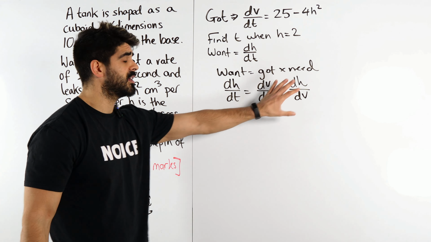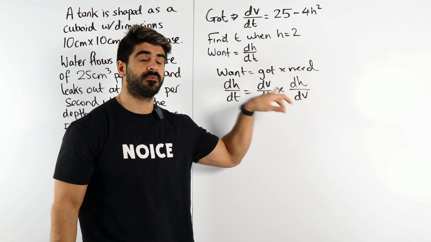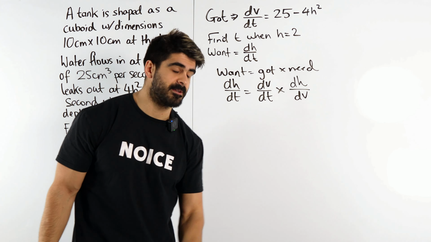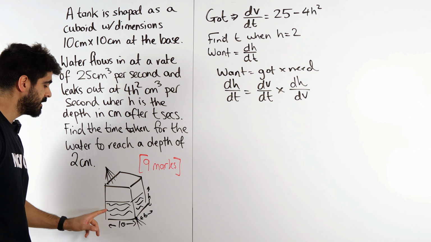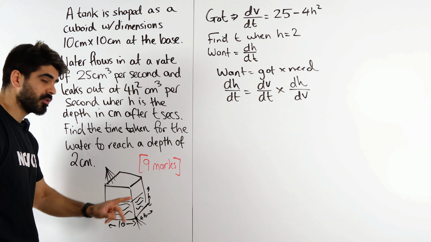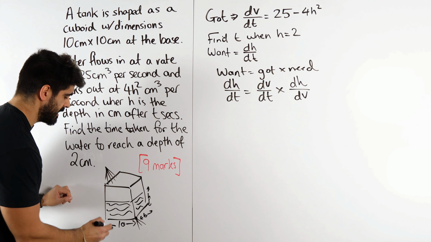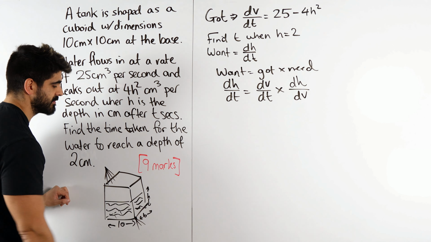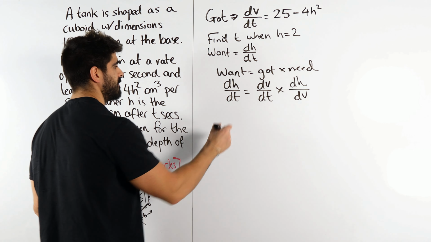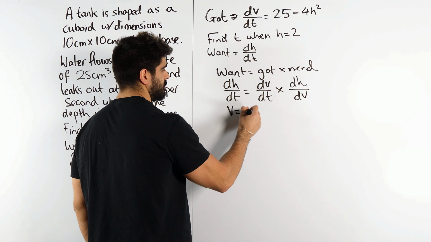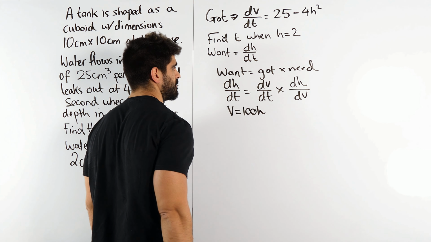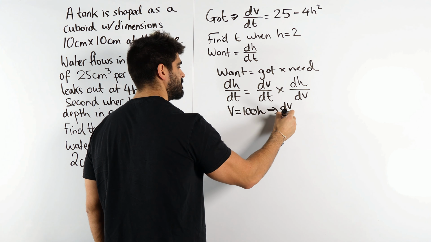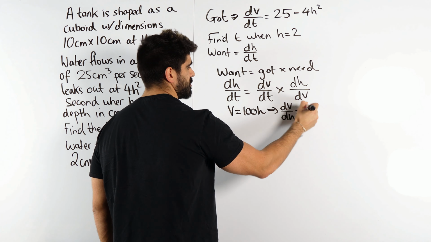So somehow we need to find a connection between the volume of water inside the cuboid and the height. And that's very simple because I've drawn this diagram. We can see that the volume of water at any given moment is the base area, which is 10 times 10, which is 100, times the height. So we know that V is 100h. So we can easily work this out now. Here dV by dH is just 100.